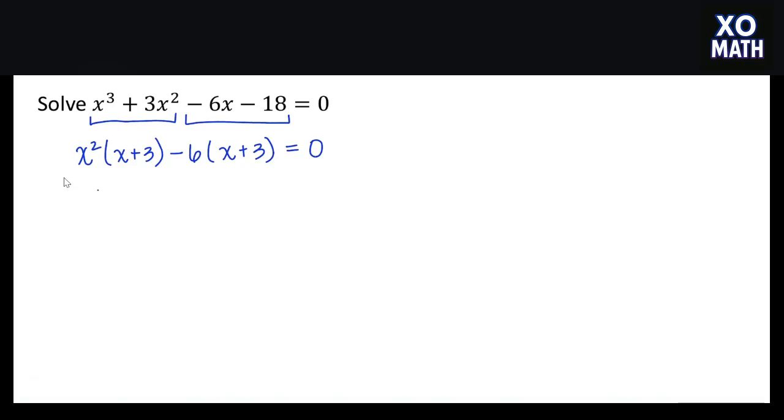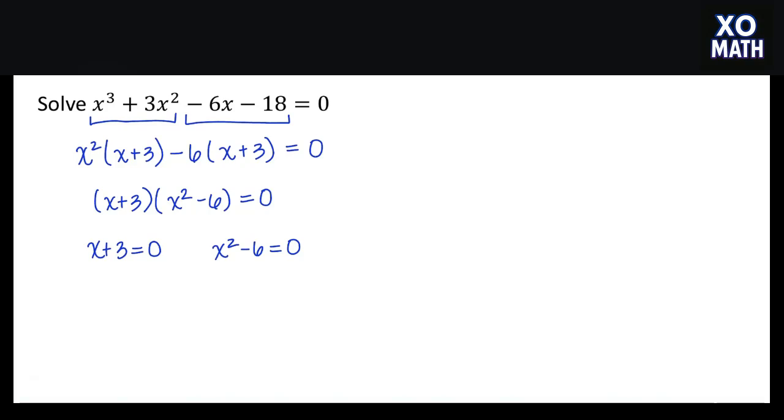So I'm going to have x plus 3 times what's left over from the first term is an x squared, and what's left from the second term is a minus 6. So I have x squared minus 6 as the second factor, equal to 0. So now that I have factors set equal to 0, I can use the zero product property. So I have x plus 3 is equal to 0, x squared minus 6 is equal to 0.